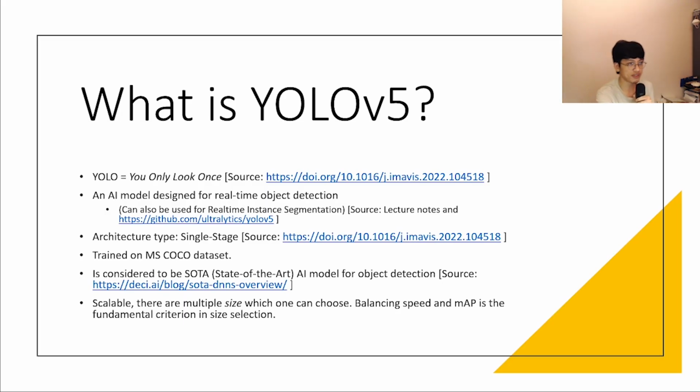So what is YOLOv5? YOLO stands for You Only Look Once. It is an AI model designed for real-time object detection. It can also be used for real-time instance segmentation. The architecture of YOLOv5 is based on single stage. It was trained on the MS COCO dataset. YOLOv5 is also an AI model that is considered to be SOTA, which stands for state-of-the-art AI model for a certain purpose, which in this case would be object detection.